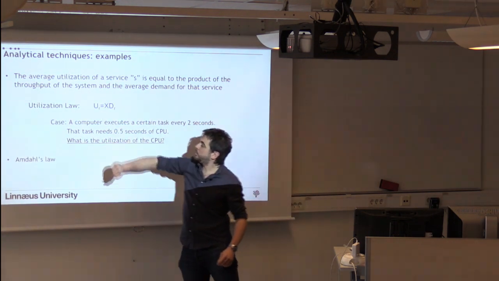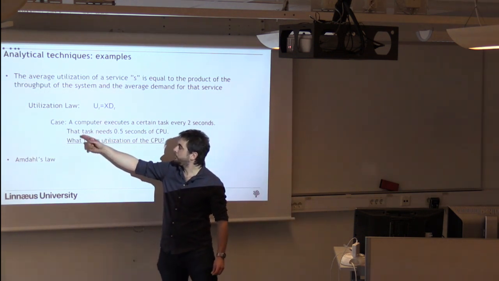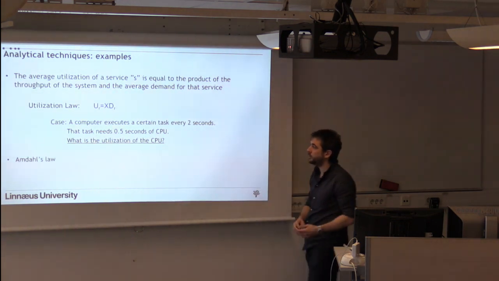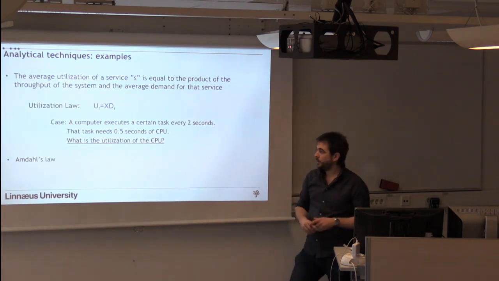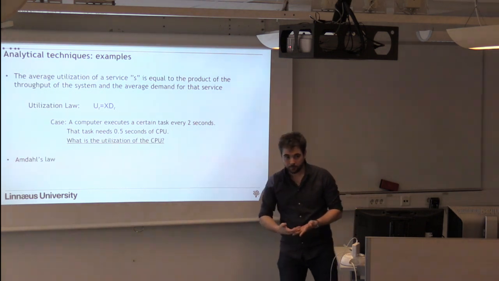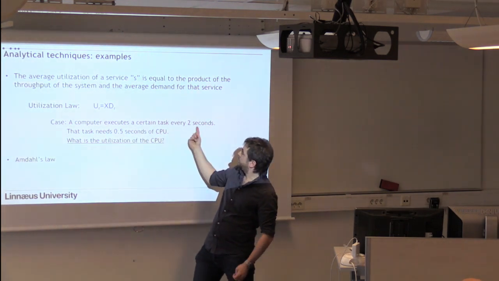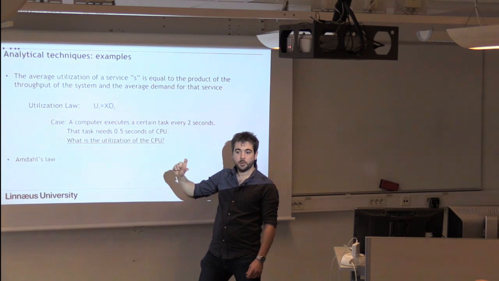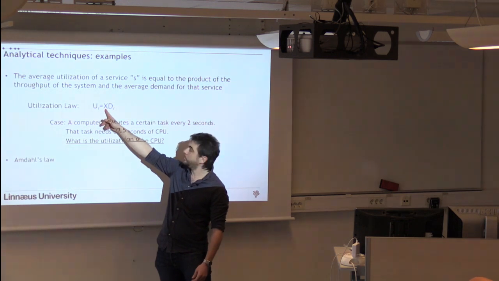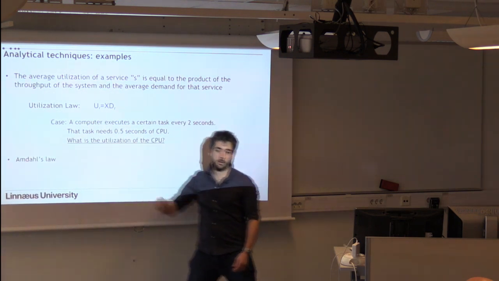So when can we use this law and this analytical technique? In the case of this example, a computer executes a certain task every 2 seconds, and the task needs half a second of CPU. What is the utilization of the CPU? It executes a certain task every 2 seconds, so the throughput, the productivity of the system, is half a task every second, and the demand is 0.5 seconds. 0.5 times 0.5, the utilization is 0.25.